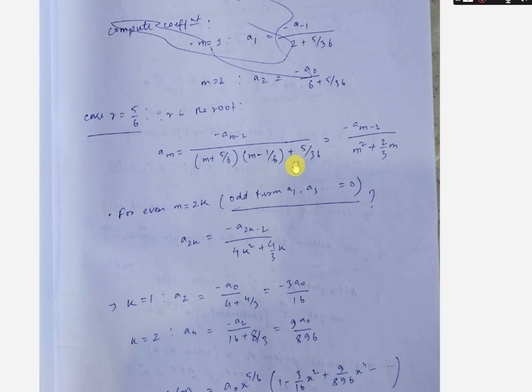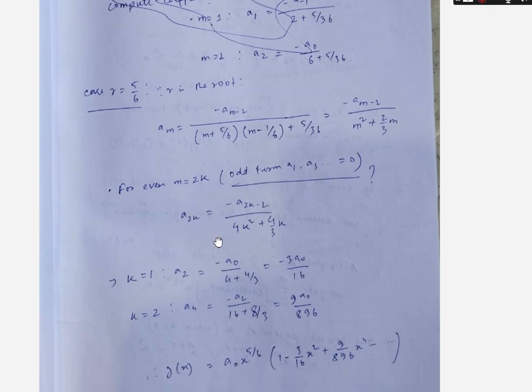Then we can see the relationship between the left hand side and right hand side of this equation is only for even m. Why? Because a_m only depends on the even term m minus 2. There is no odd term, so this equation will only hold true for even terms. Odd terms will be evaluated to be 0: a1, a3, a5, a7 will all be 0. So if we put m is equal to twice k, then we will get minus a_(2k-2) over (2k plus 5 by 6)(2k plus 5 by 6 minus 1 by 6), then 5 by 36. If we evaluate it, then we will get this equation like this.